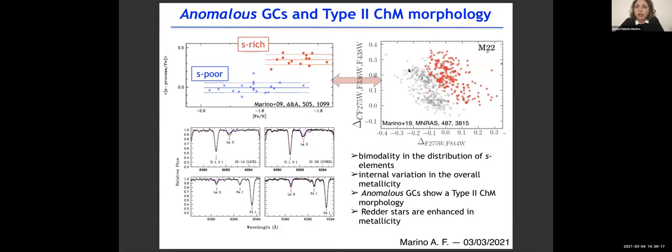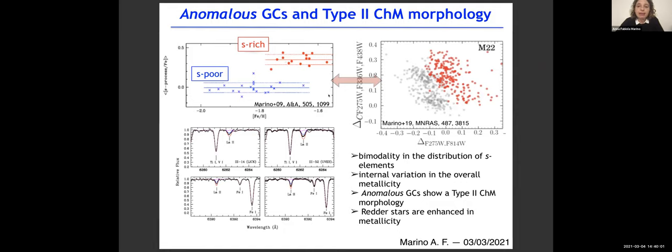I have to say that before the introduction of the chromosome map diagram that occurred in 2015, we already knew about some clusters with heavy elements variations. And this is an important point because heavy element variations were considered a trait of more massive systems, not of globular clusters. So for example, of dwarf galaxies. But we have some clusters, and maybe M22 is one of the most famous cases in which we have variations in heavy elements.